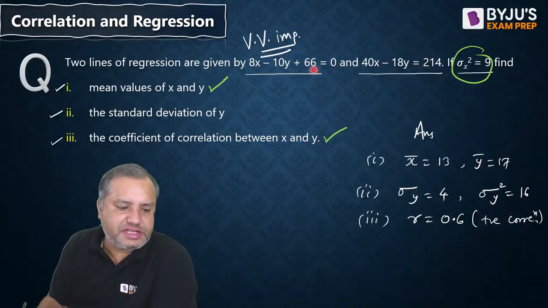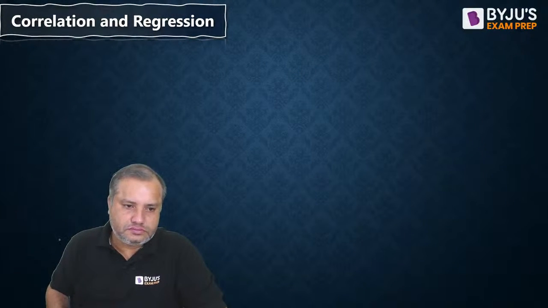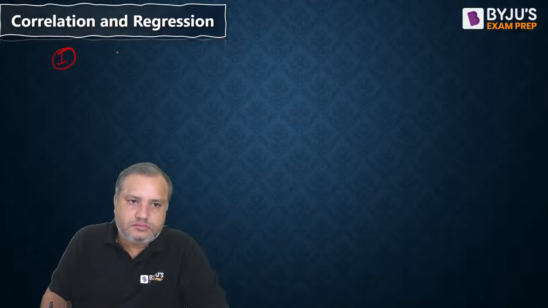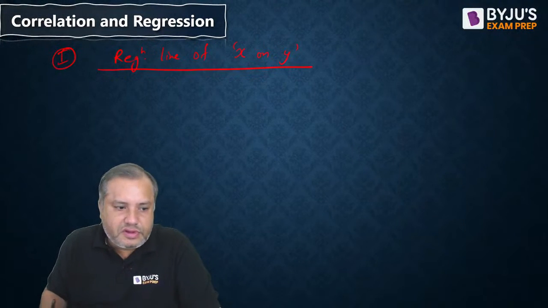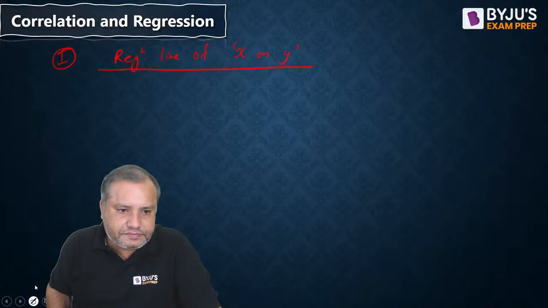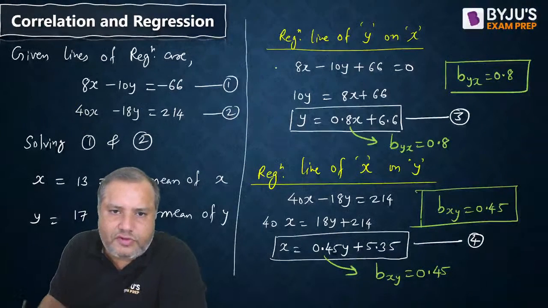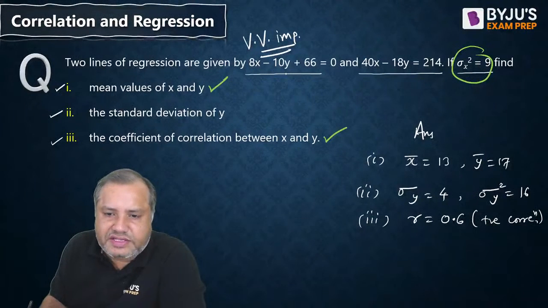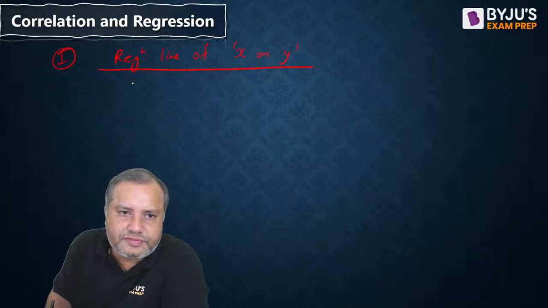8x minus 10y plus 66. Regression line of x on y. 8x minus 10y plus 66 equal to 0.